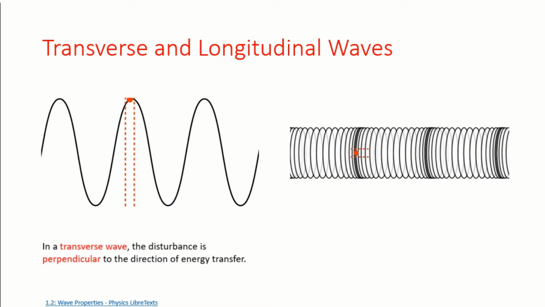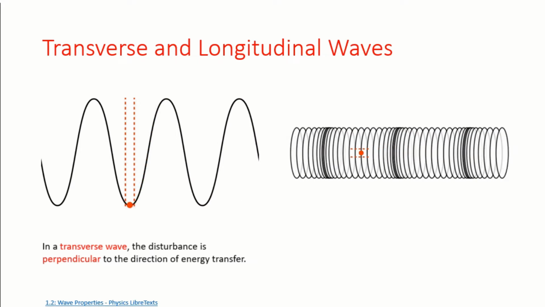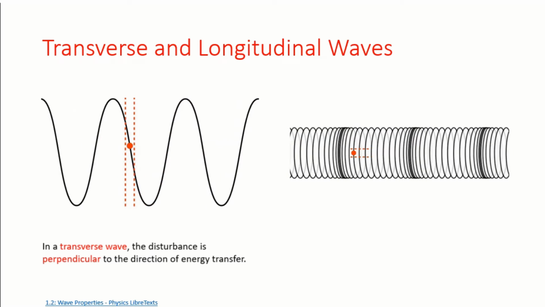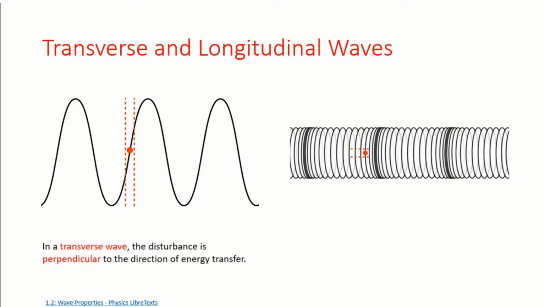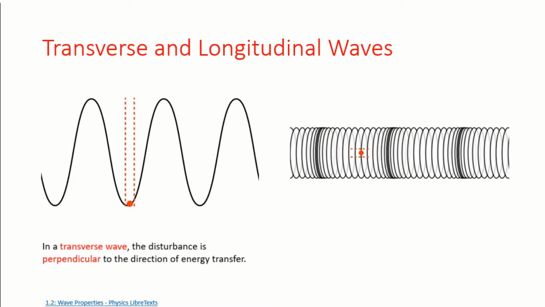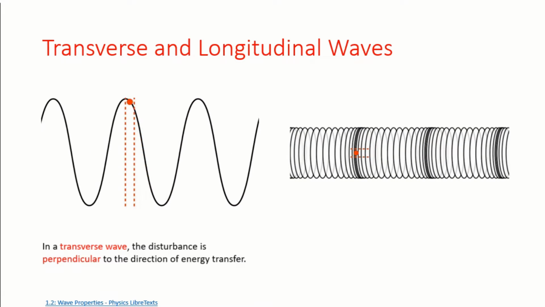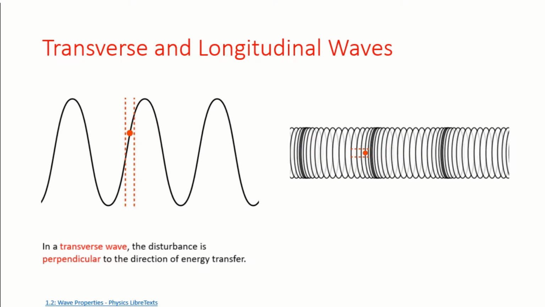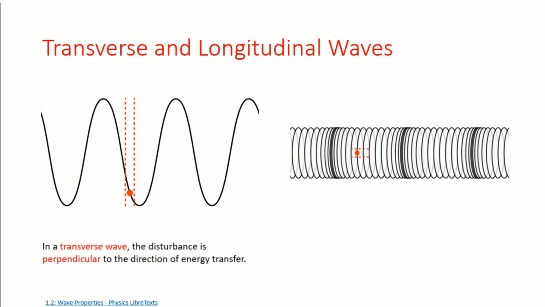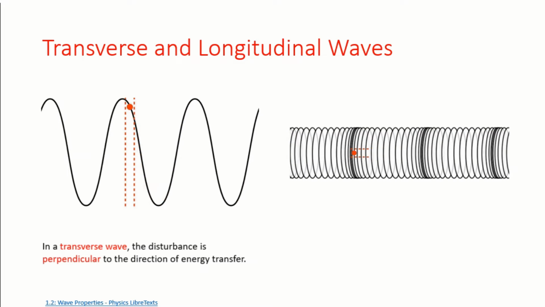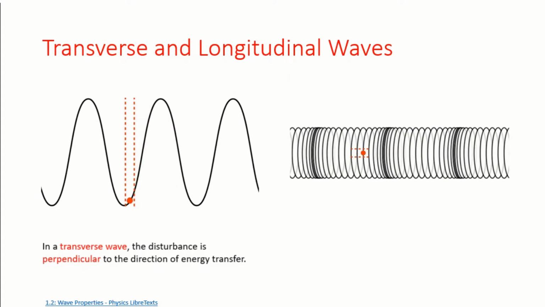Specifically, a transverse wave is one where there is a disturbance, in this case the motion of the red dot, and that disturbance is at 90 degrees or perpendicular to the direction of energy transfer. You can notice here in both of our GIFs, the energy transfer is from left to right. But in the left-hand image, my particle is moving up and down. In other words, it's being disturbed up and down, and that is causing the production of our wave from left to right.